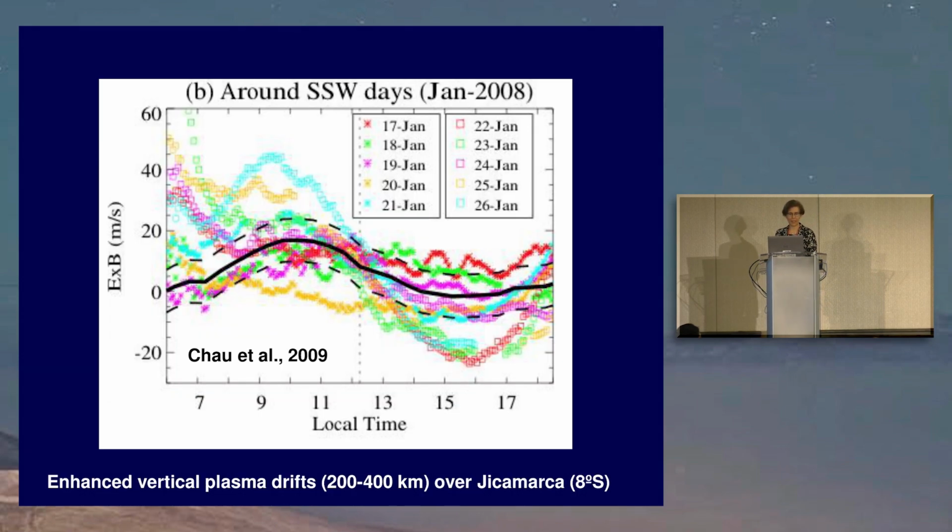A second great example I love to show is this figure from a paper by Koki Chow in 2009, showing the evolution of vertical drift during the daytime at Jicamarca. It tells us that during the days surrounding a sudden warming in January 2008, the colored curves, the drift patterns differed radically from their usual climatological patterning, which is the black curve with its 1 sigma outliers.